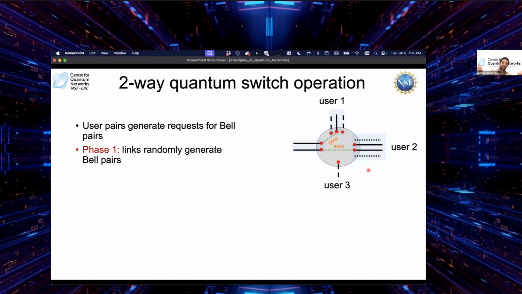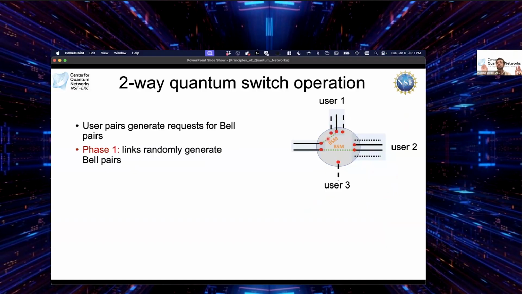So, in this setup, how would a two-way quantum switch operate? The idea is that we have users interconnected through the switch, generating link-level entanglement with the switch, and we perform Bell state measurements to generate end-to-end, or user-to-user, entangled states, consuming the link-level entangled states.